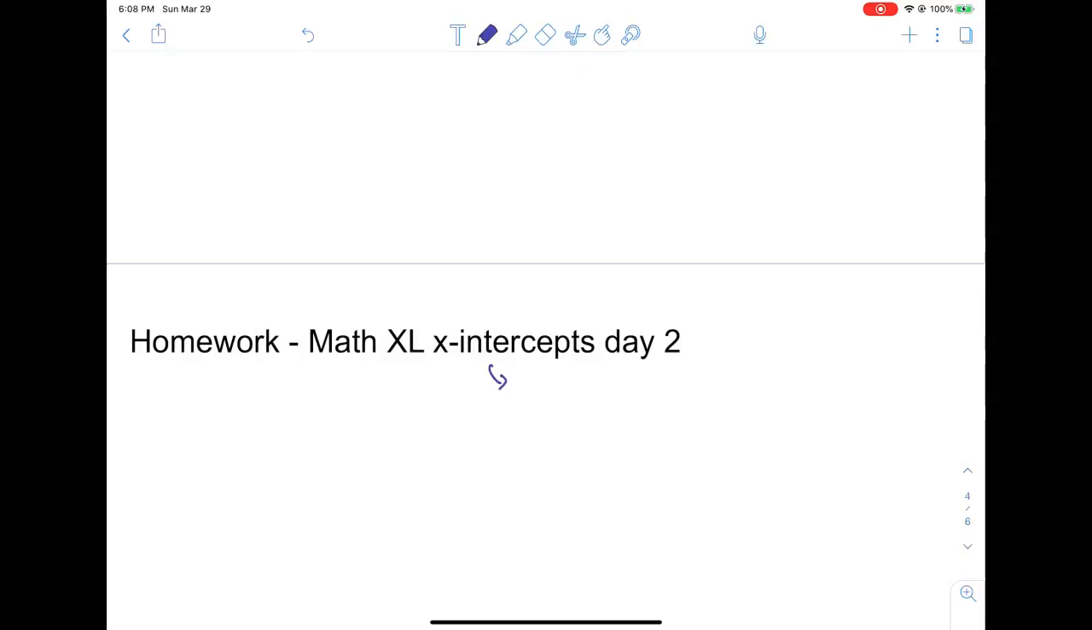Okay. Our homework tonight is Math Excel for School, x-intercepts, day 2. Be careful that some problems all they do is ask for the possibilities, and that's all they ask. So be careful not to do out the whole problem. Keep track of your work in a notebook as you do this, and thanks for listening, and I'll talk to you guys tomorrow.